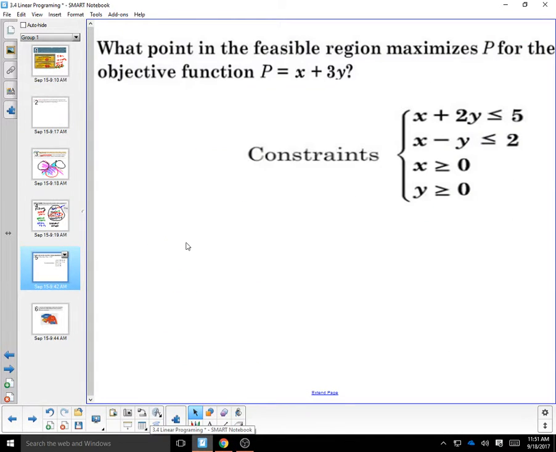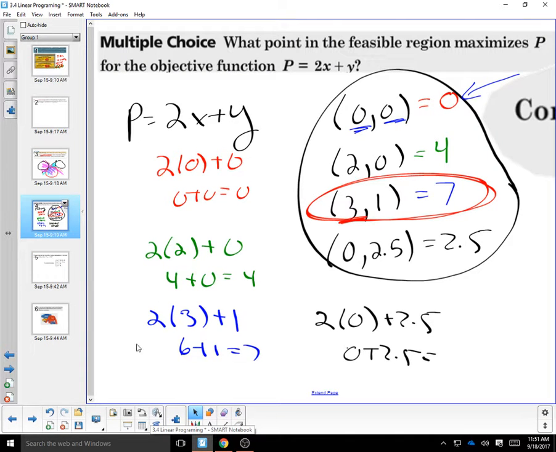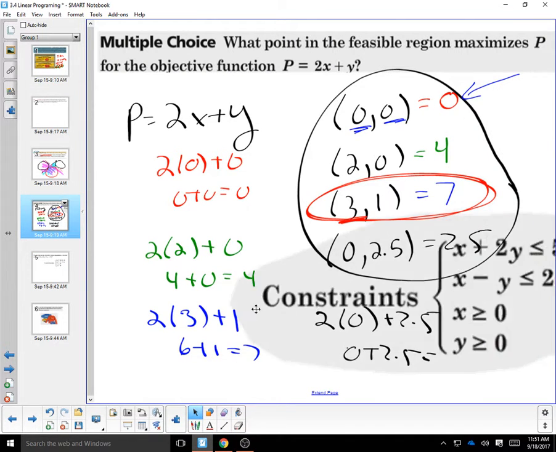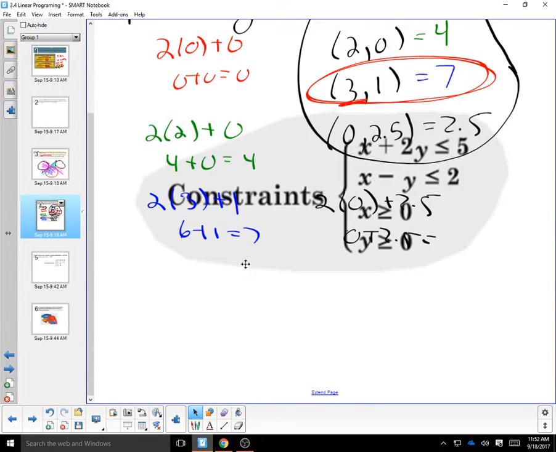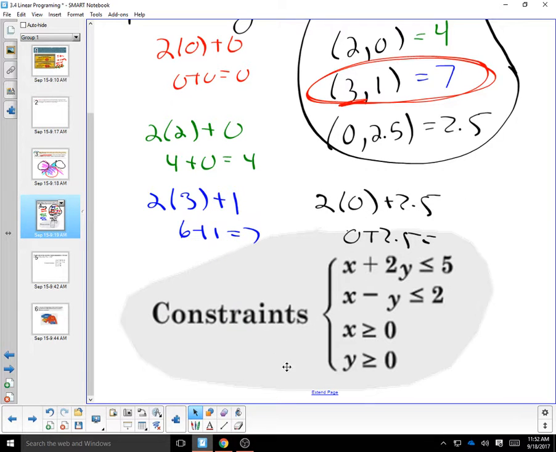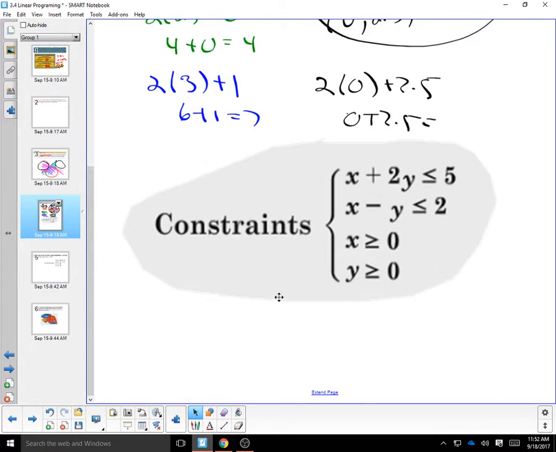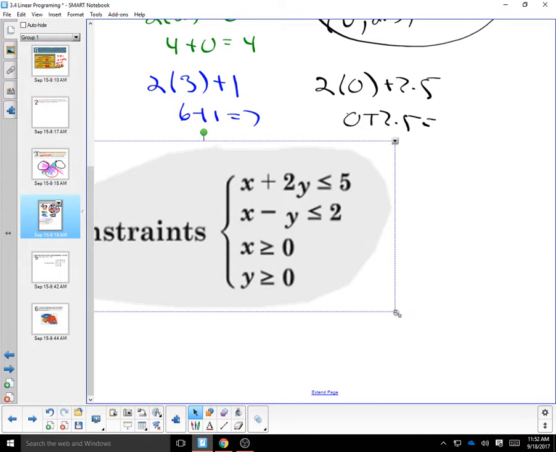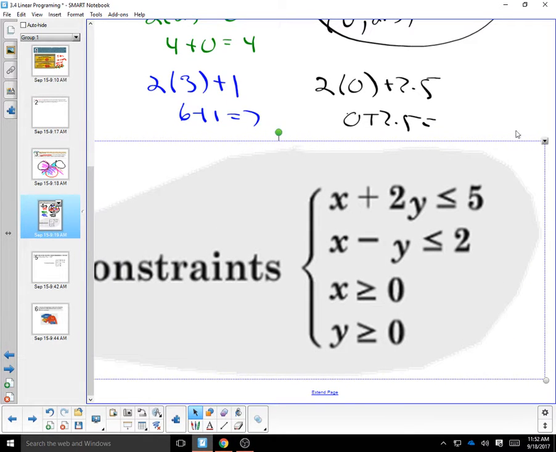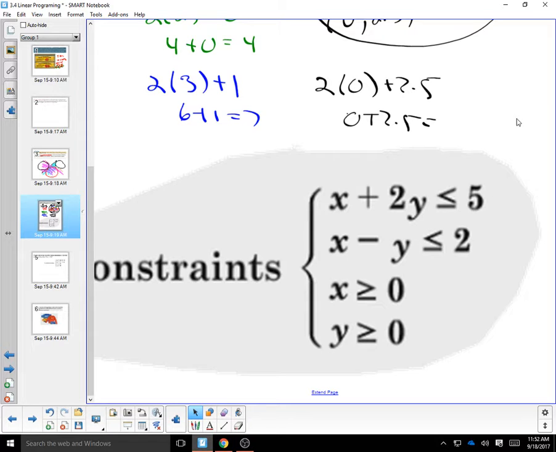Here's a new function. What's up? Can I write the constraints for that one? You want that? Yeah. Hold on. Let's do this. Here's your constraints. Thank you. Can you see it now? The answer is just (3, 1).